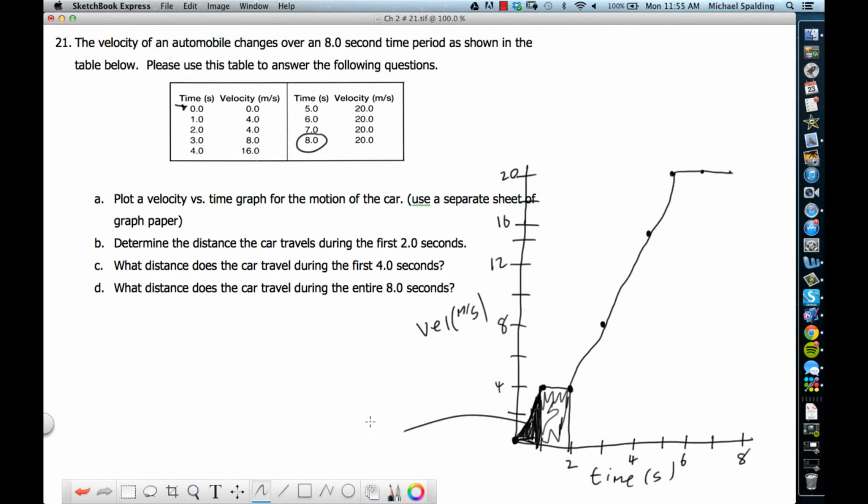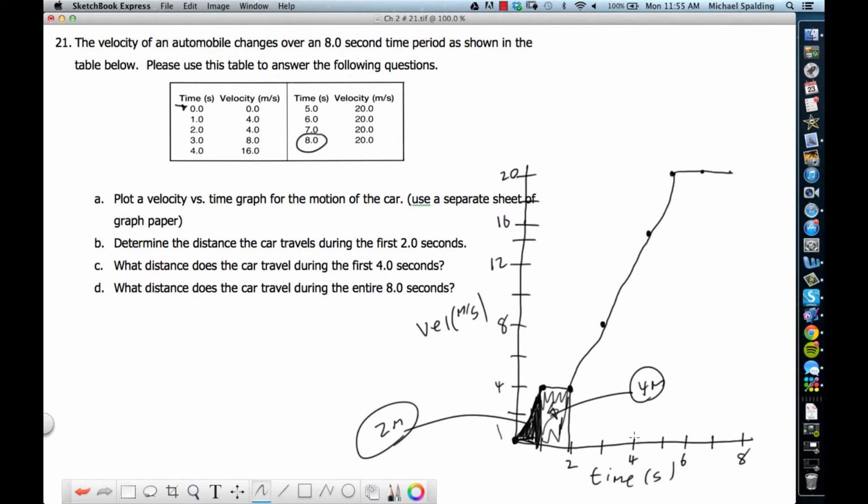So what's the area of that triangle? No, not 4. 2. The area of the triangle is 2. And then what's the area of that rectangle? 4. So what's the total distance traveled from 0 to 2 seconds? 6 meters.